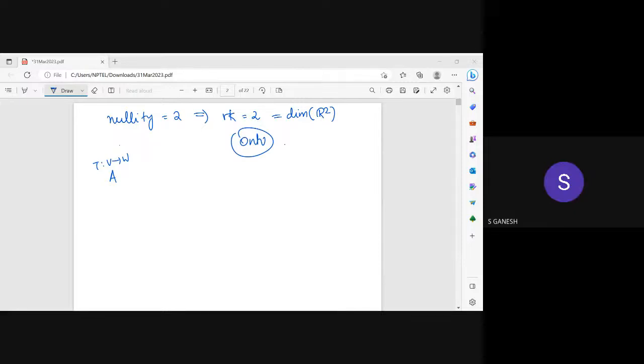But that was given only for question number one, I think. It was a comprehensive-type question, I guess. That A is non-zero is common for both. Then it is fine. But otherwise, if non-zero is not given, it can be the zero transformation also. Okay. Thank you, ma'am.